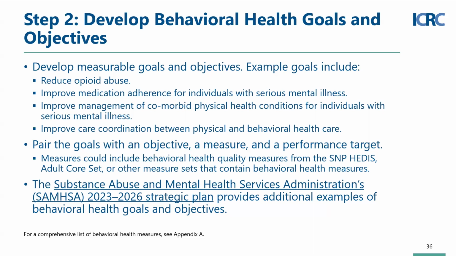and performance targets. The measures could include behavioral health measures I mentioned in previous slides or other measures identified in Appendix A. In the next few slides, I will walk through specific examples of goals and objectives with measures and performance targets. For additional examples of behavioral health goals and objectives, we recommend reviewing the Substance Abuse and Mental Health Services Administration, or SAMHSA's, 2023 to 2026 strategic plan, which contains national level goals and objectives that could be adapted for state use. Slide 37, please.